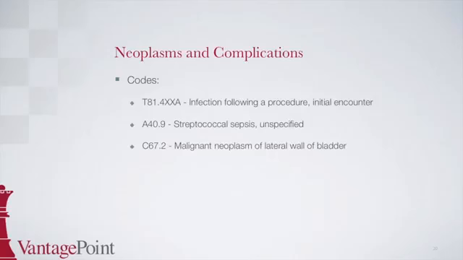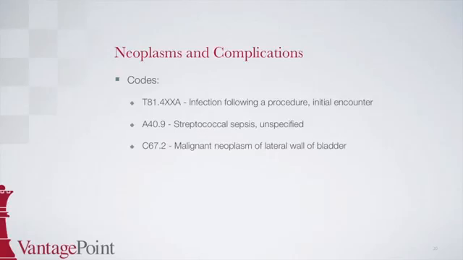The second code is A40.9 for streptococcal sepsis. To find this code, I started by looking up sepsis in the alphabetic index, and then I looked for streptococcal indented underneath. Since we don't know what specific kind of streptococcal infection the patient has, I had to choose A40.9 for streptococcal sepsis unspecified. I then confirmed this code in the tabular index.